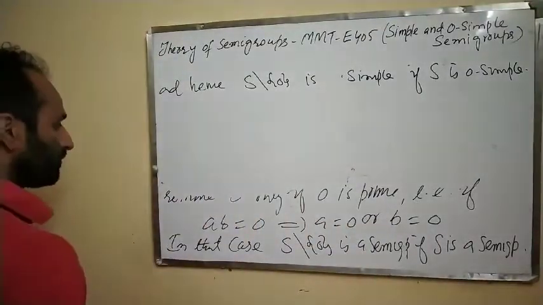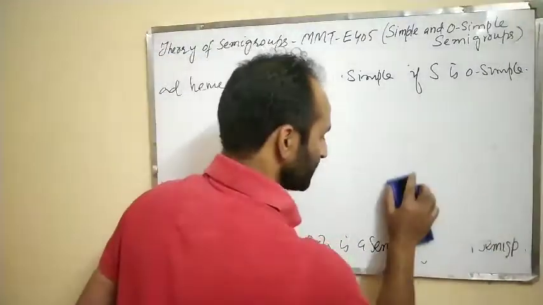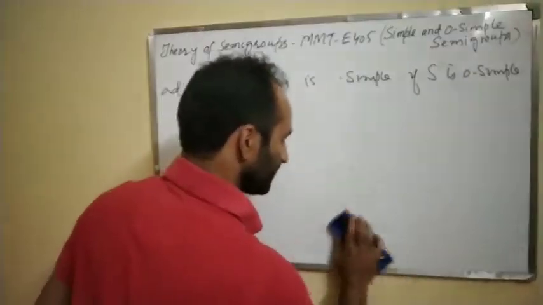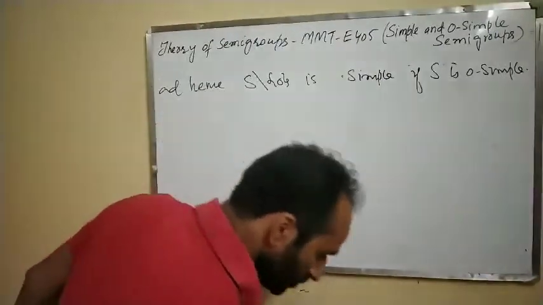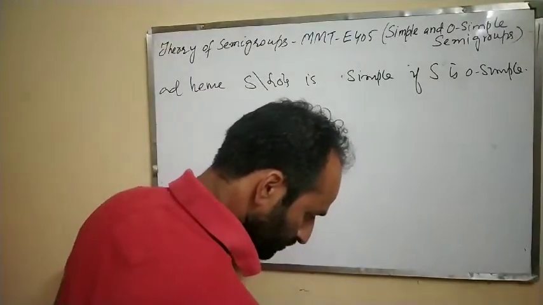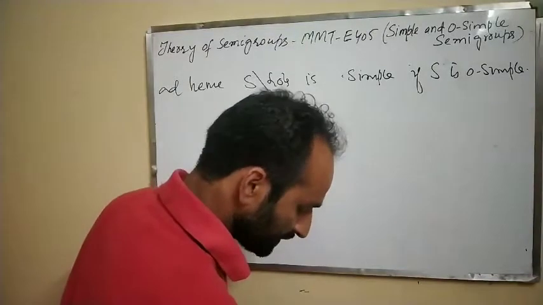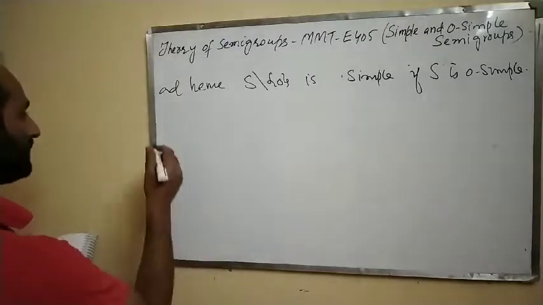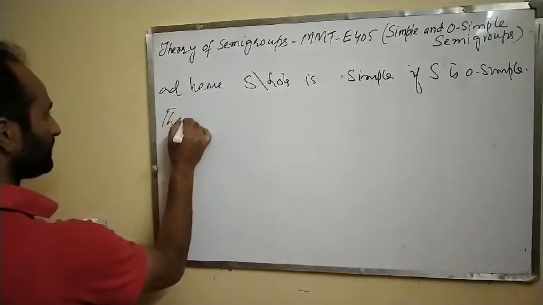Now we have the following important proposition which gives the criteria for a semigroup to be 0 simple actually. And we have also the same result for simple semigroups. Let's do that theorem first.